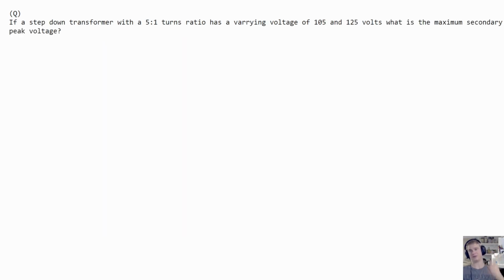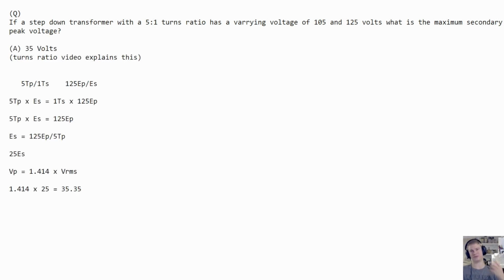Next, if a step-down transformer with a 5-to-1 turns ratio has a varying voltage of 105 and 125 volts, what is the maximum secondary peak voltage? And here we're working with a few things. We have that varying voltage, and then the question is asking for the maximum secondary peak voltage. So not only the maximum secondary, but also the maximum secondary peak. So there's 2 things kind of hidden in there.